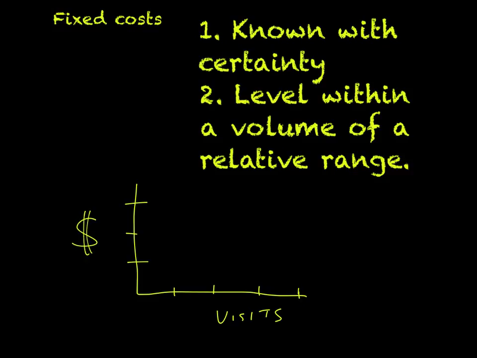Now, as I said, it's known with certainty, and it's level within that volume, and we're talking about labor. Sometimes you have to have minimum staffing, and that would be your fixed cost. How many people you actually have on the clock at any one time within a number of visits. So let's say if your number of visits is 0 to 5,000, your labor costs are covering those individuals that you have to hire just to cover basics.